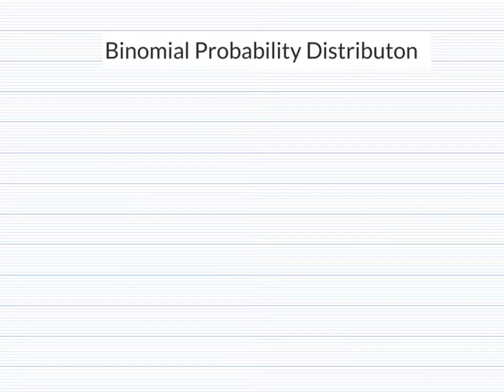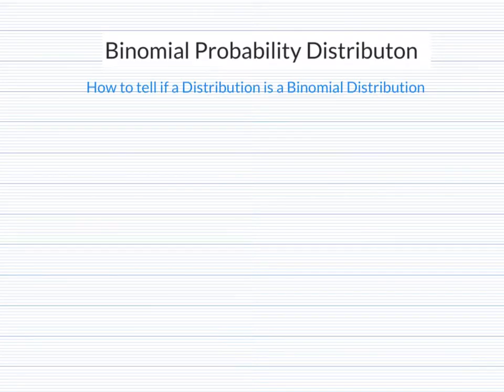Let's take a look at a binomial probability distribution. A binomial probability distribution is a probability distribution where there are two outcomes, success or failure. I'm going to go over how to tell if a distribution is a binomial distribution, and that should give some insight into what a binomial distribution actually is.